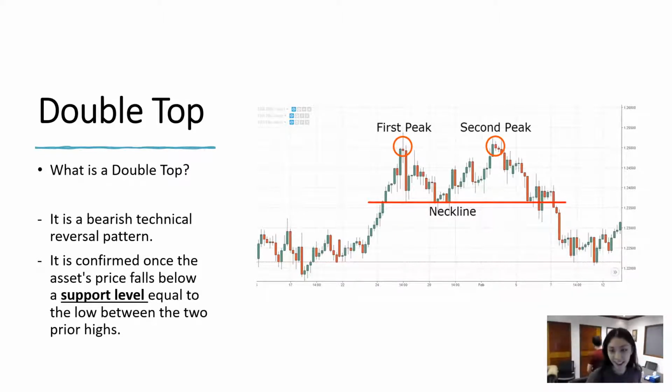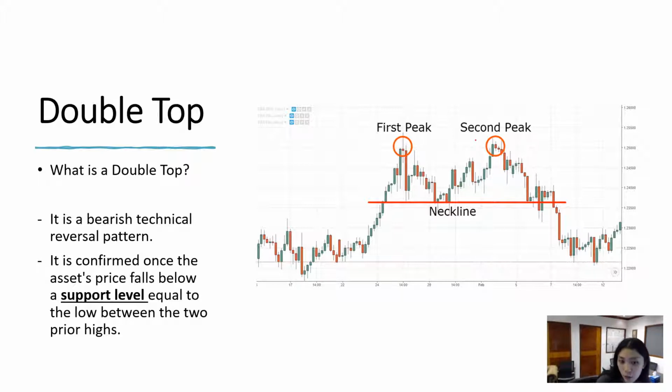Thank you, Desmond. Hi guys, I'm Vico. So today I'll be touching on the chart patterns. Right now we'll be touching on a double top. So what is a double top? A double top is an extremely bearish technical reversal pattern that forms after an asset reaches a high price two consecutive times with a moderate decline between the two highs. The two highs will be here. This is the first peak, first high, and this is the second peak, the second high.